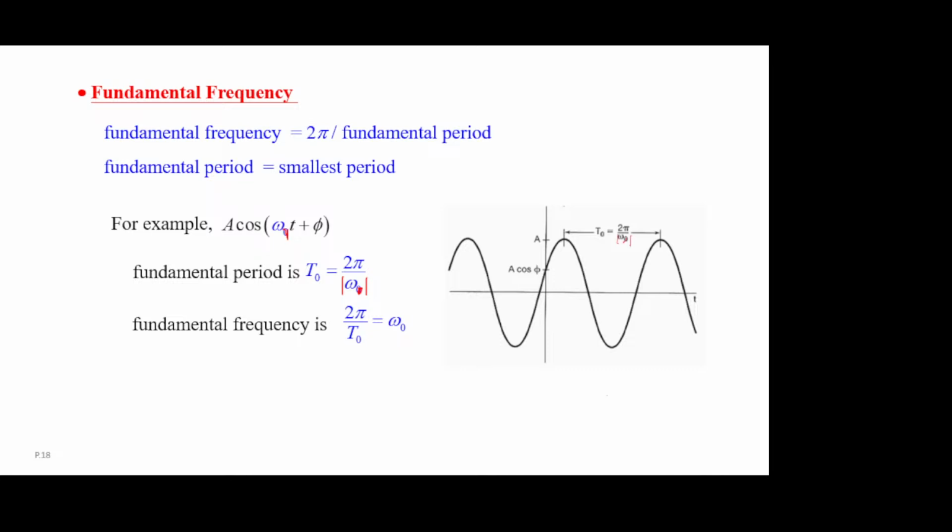And then we can calculate the fundamental frequency. This omega naught, it's very confusing. Okay. This fundamental frequency, let's call it omega naught here, will be 2 pi divided by T naught. And what I want to say is equal to the absolute value of omega.